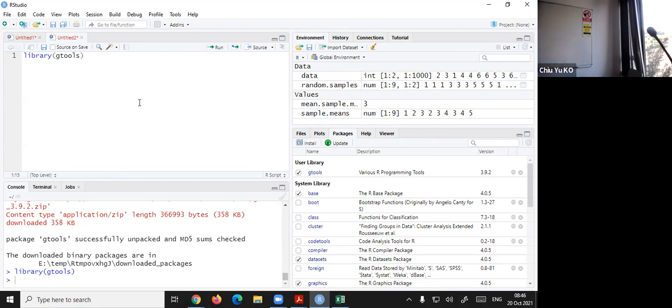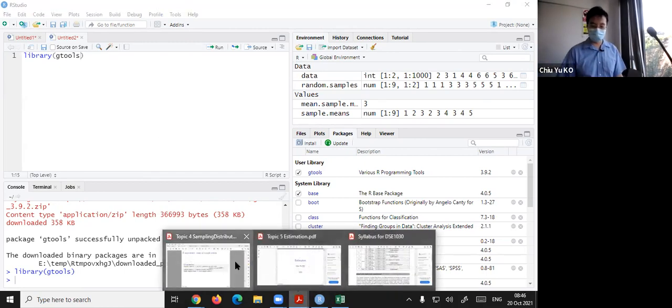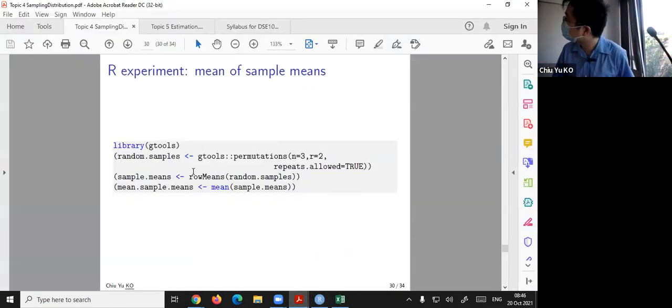Is that okay? Everyone, is there any problem? Let me know. Okay. If that's okay, then we will be referring to this particular slide, calculate the mean of the sample mean.